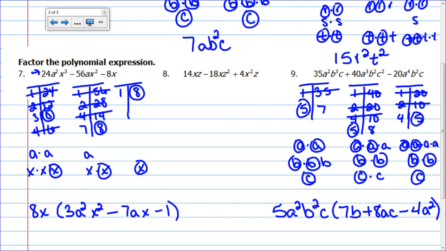Those are your 2 factors. Multiply them together if you want to check and make sure, but that's how we factor using the GCF.